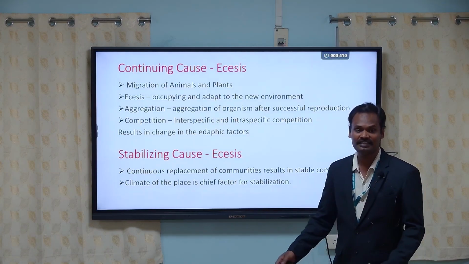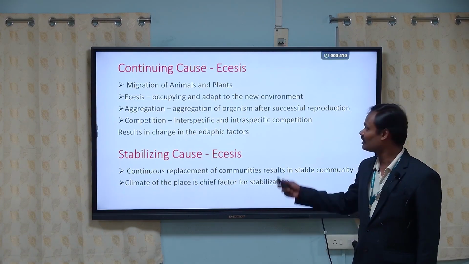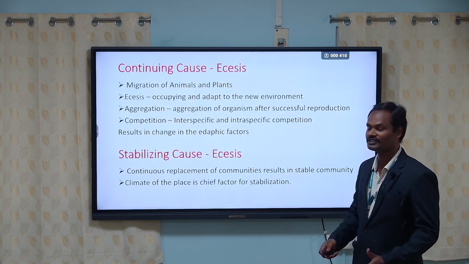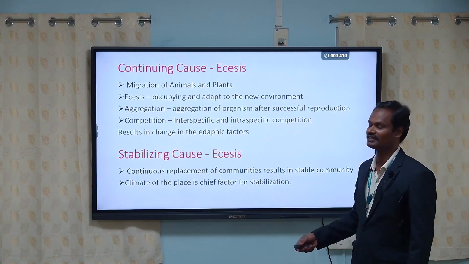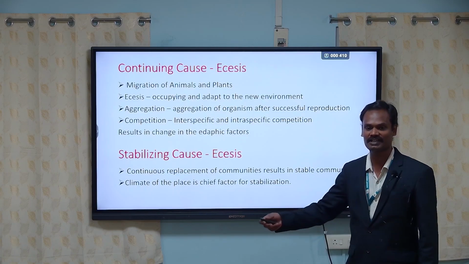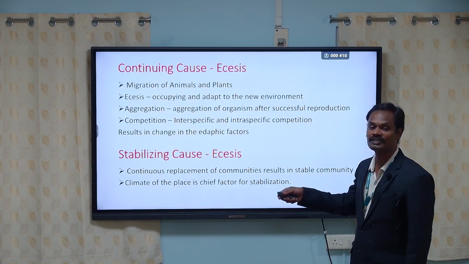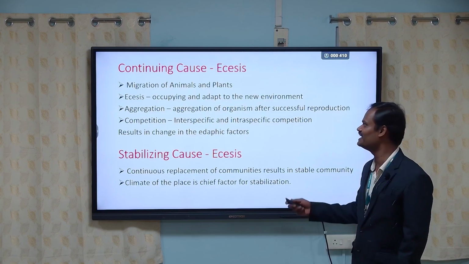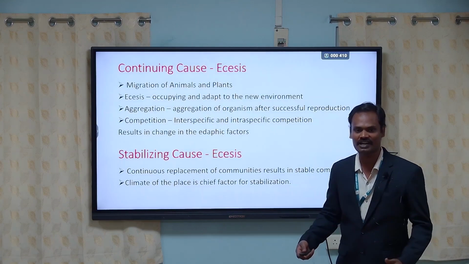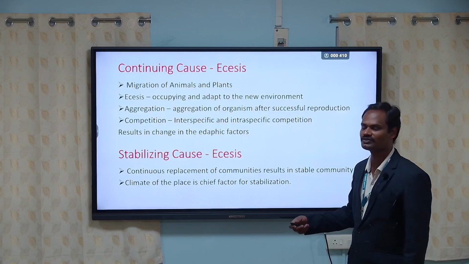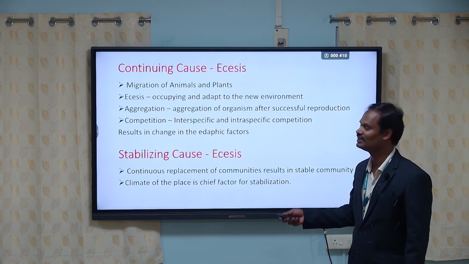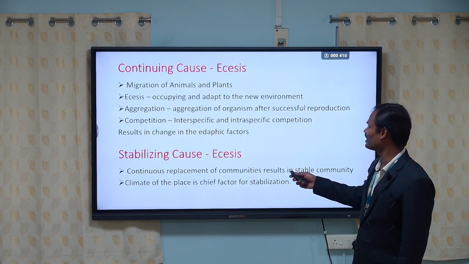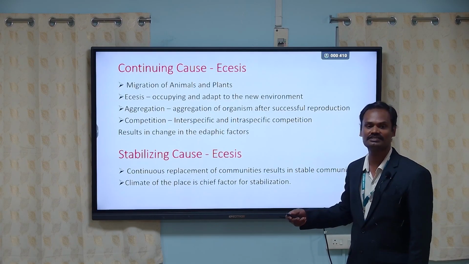And then the second is the continuing cause, which is also called ecesis. Here the organisms, such as plants and animals, migrate from neighboring areas, occupy the new environment and adapt to it. This process we call ecesis. Once they have adapted successfully, they start to reproduce, establish in the new environment and start to aggregate. This process is called aggregation, where the aggregation of organisms takes place after successful reproduction.